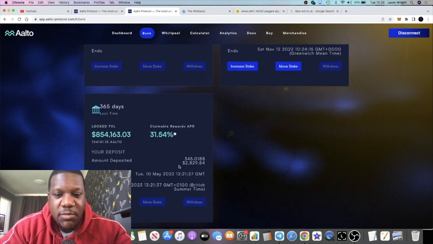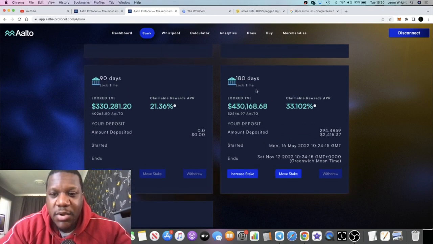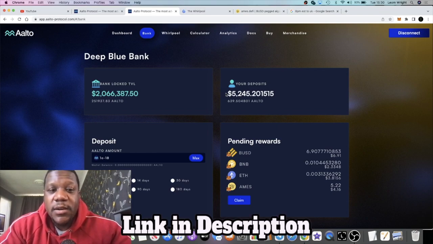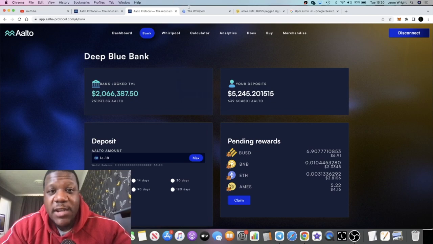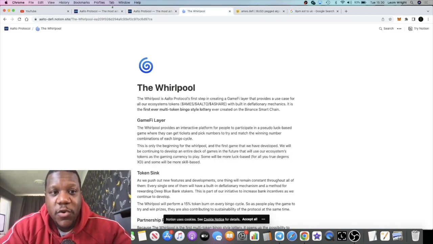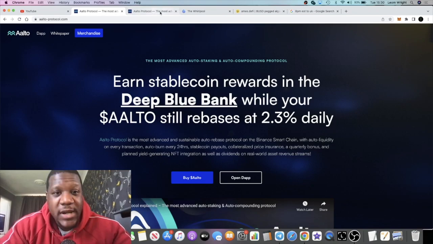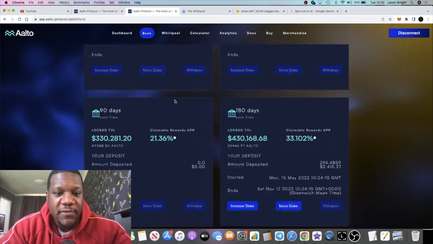I am locked in the Deep Blue Bank, so I can't come out of there until my stakes end. But in the meantime, they're building, they're innovating. And I'm glad to see that they're doing things that are helping to move the project forward. And this will probably make the price of Aalto move, in my opinion. So, like I said, it might be a good time to pick up some Aalto and put some money aside for the rest of the games that they're coming up with as well.